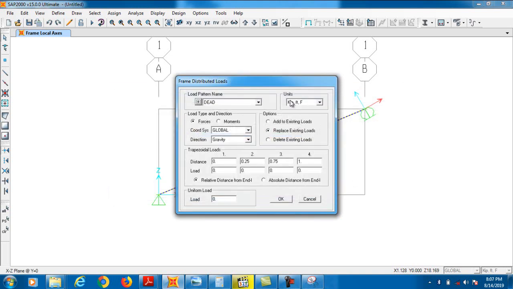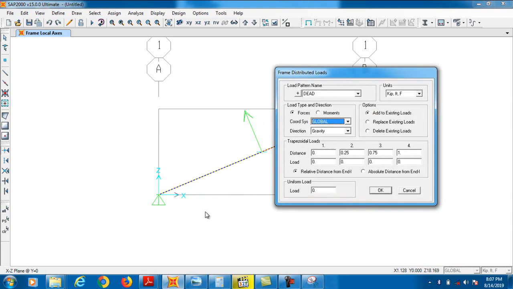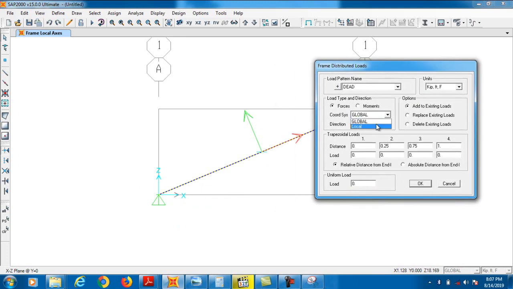Now your units will be kept, and here you will select the local axis, not the global axis, because we are assigning the load with a local axis. If you select the global axis, the load will be parallel or perpendicular to the global axis, not to the local axis. So you need to select the local axis. Now the load will be assigned with the local axis.